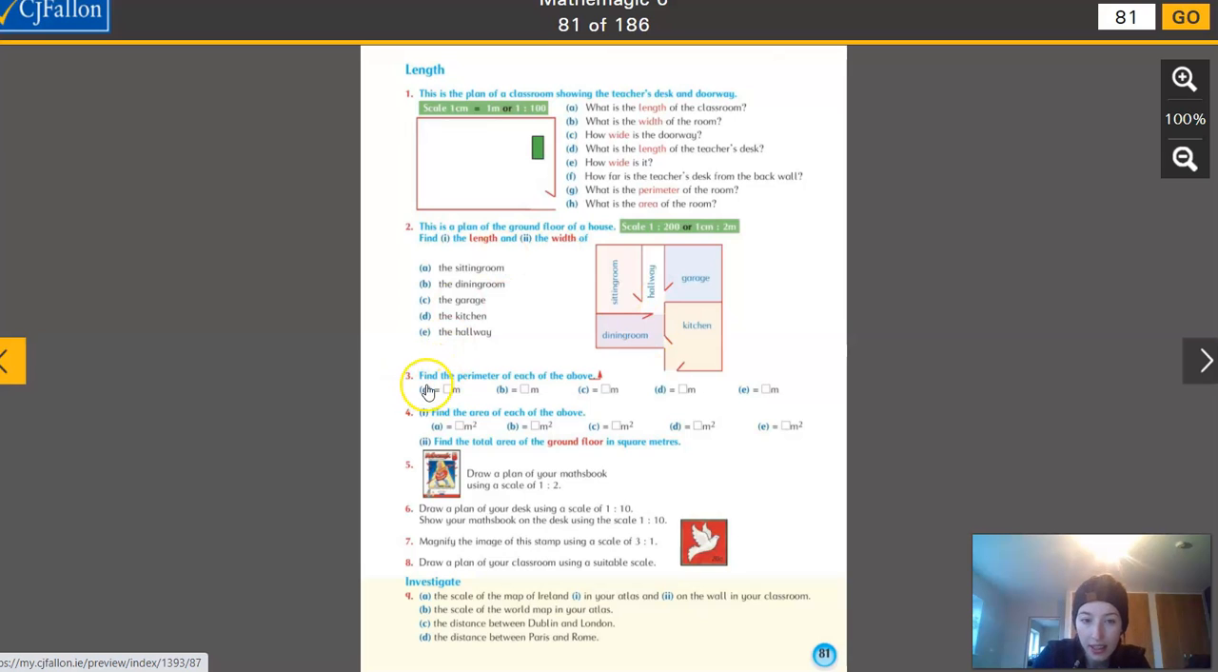Then see these questions here, 3 and 4. It's just find the perimeter of the above rooms. For A, you're answering the perimeter of the sitting room. For B, perimeter of the dining room. C, the perimeter of the garage. Same here with the area. A, sitting room, B, dining room. Okay, so you should be fine with that. And then Wednesday, you're going to be doing some problem solving.